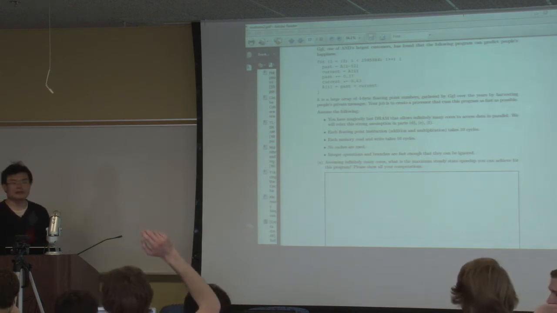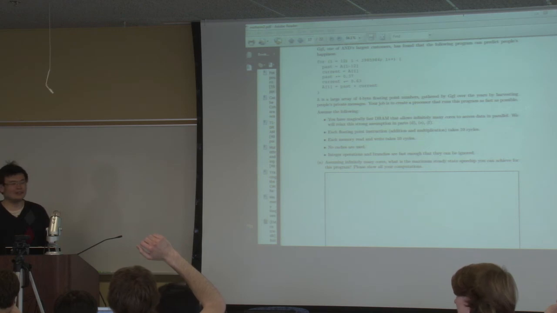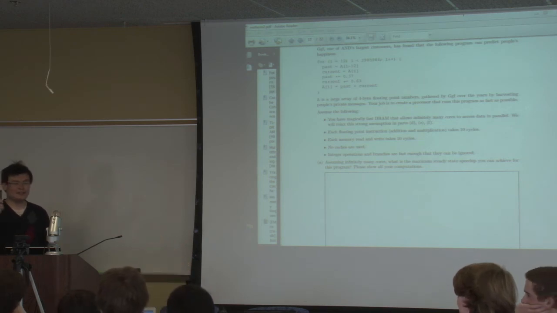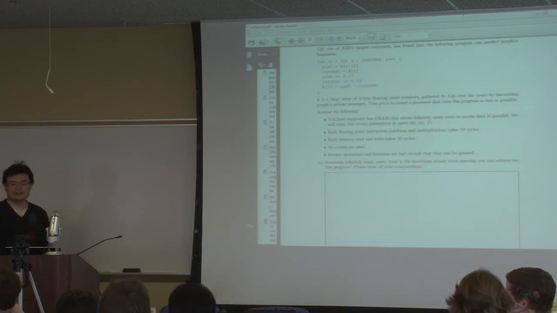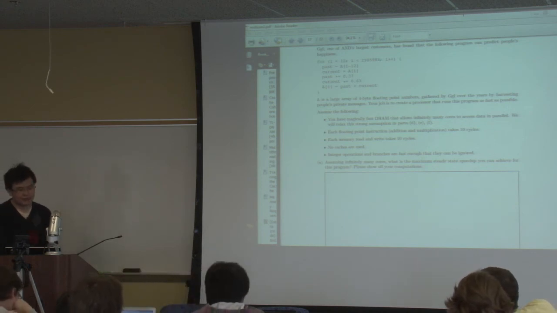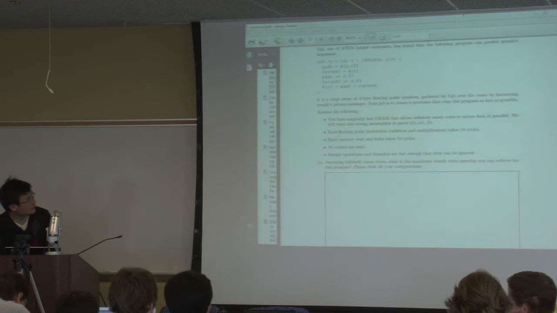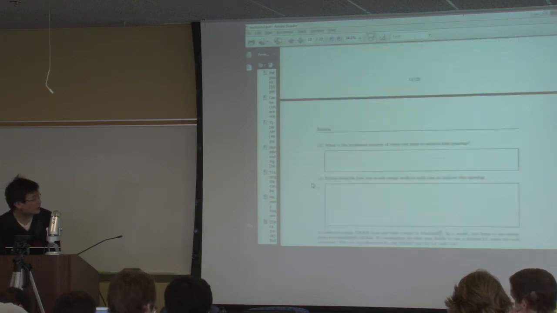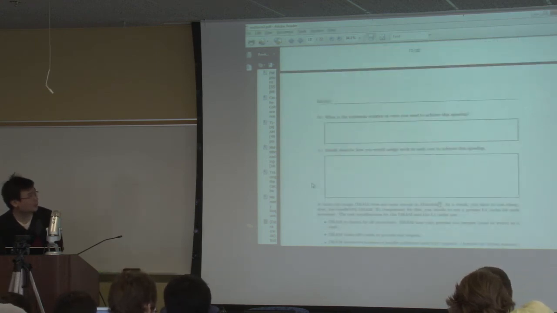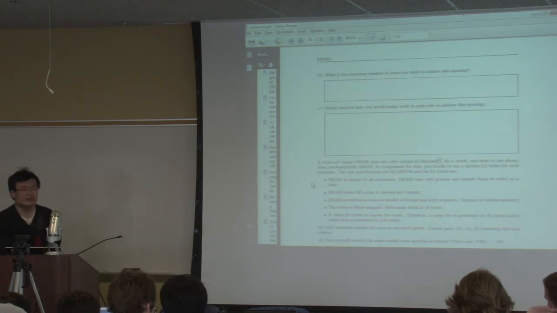Yes. I figured out the algorithm. Okay. Can I write it on the board? Let us go through this first. All right, so that's for the first part. The second part was the minimum number of cores you need. This should be pretty obvious: 12.